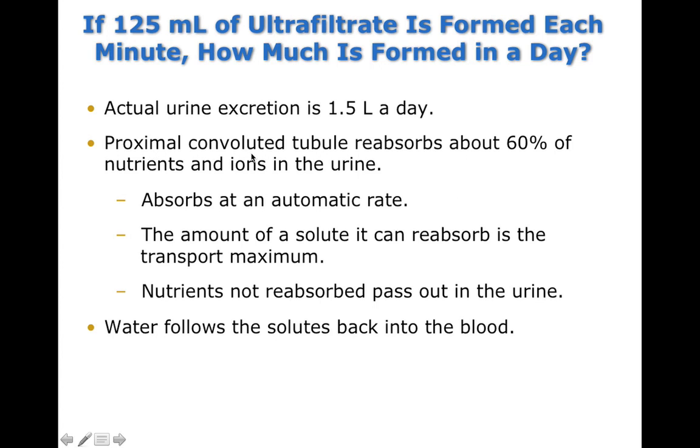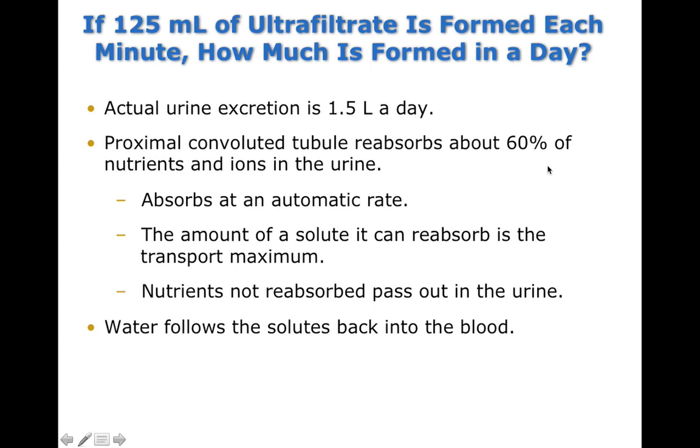The reason for this is that your proximal convoluted tubule, which is the first part of your nephron after the glomerulus, is going to reabsorb about 60% of all the nutrients and ions that are in that filtrate. Almost immediately, 60% gets reabsorbed. Now this absorbs at an automatic rate, and the amount of solute it can reabsorb is what we consider a transport maximum. Now it's possible to reach transport maximum, and we'll talk about this when we get to diabetes, when we talk about things like glycosuria. But if nutrients don't get reabsorbed because you've reached your transport maximum, then they might end up in your urine, and that's not good because then you're losing nutrients in the urine. But typically you reabsorb all those nutrients as long as your kidneys are functioning well.